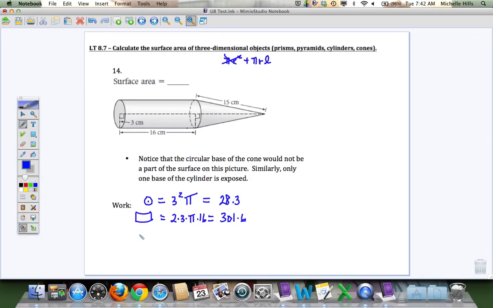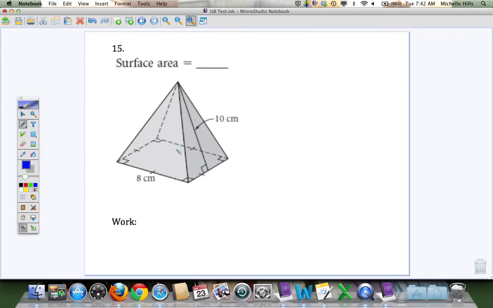So that cone, if I just take the outside part of the cone, is pi times the radius, which is 3, times the slant height, which is 15, and I end up with 141.4 square centimeters. So when I add them together, I end up with a surface area of 471.3 square centimeters.